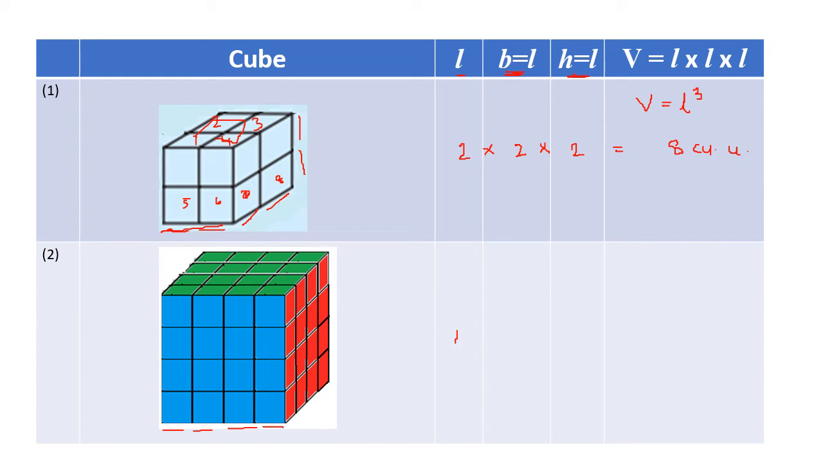So length is 4 units. The breadth is 1, 2, 3 and 4. The breadth is 4 units. The height is 1, 2, 3 and 4. The height is also 4 units.